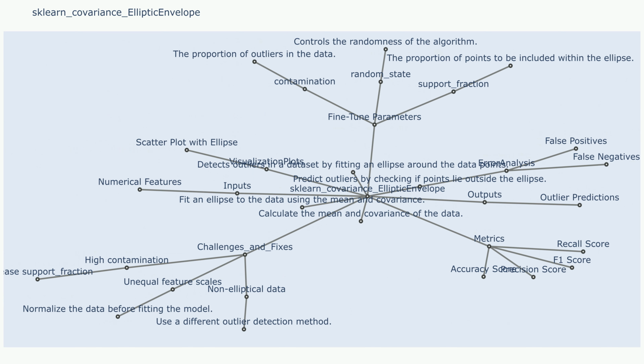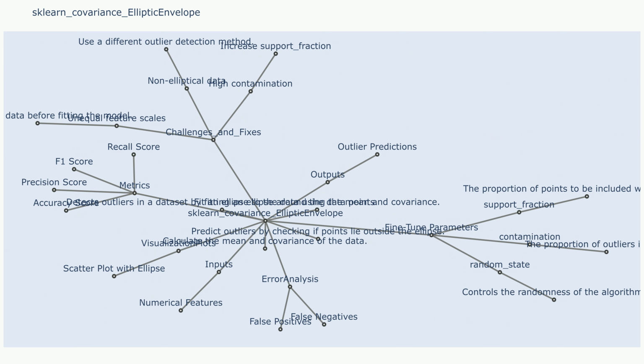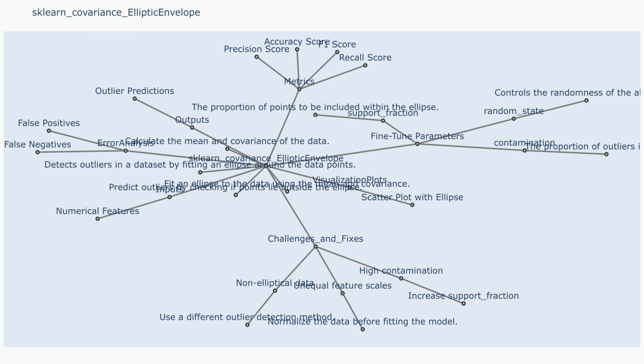Steps. Fit the elliptic envelope model to the input data using the robust covariance estimator. Calculate the Mahalanobis distance of each data point from the center of the ellipse. The Mahalanobis distance is a measure of how far a point is from the center of the distribution, taking into account the correlation between the features. Classify data points as outliers if their Mahalanobis distance exceeds a certain threshold. The threshold is determined by the contamination parameter.